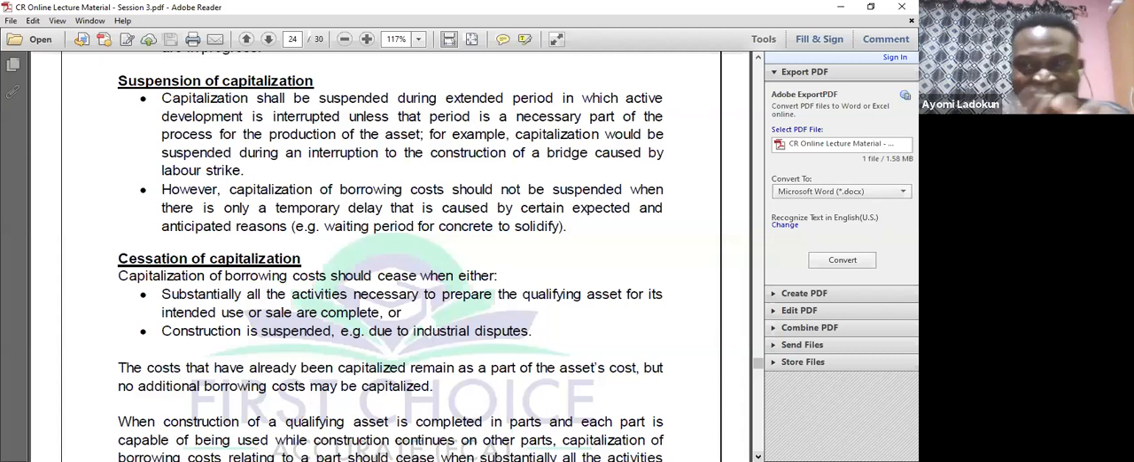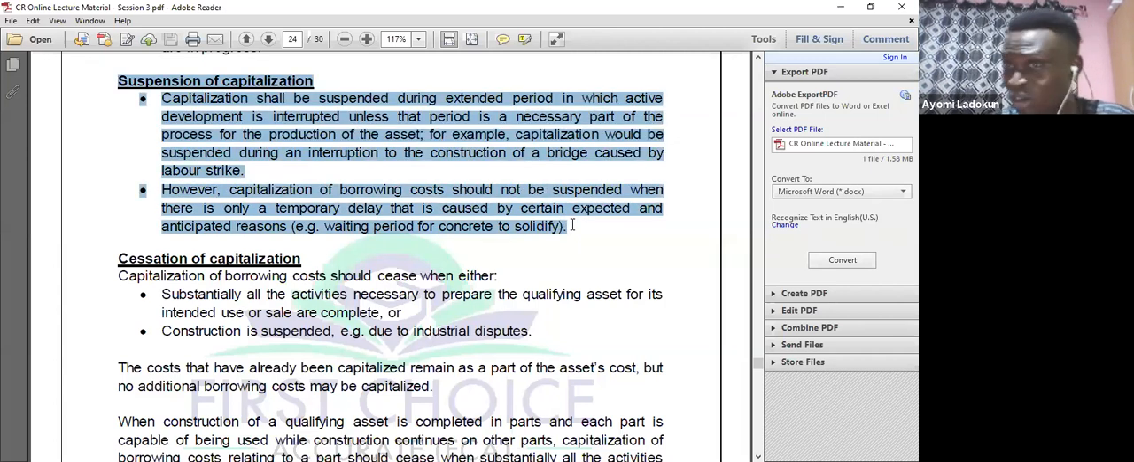So those are the things the examiner will be doing when they ask you questions on borrowing. Can you see now? So that's what this place is talking about. You have to put it in your head in case you are asked to explain.